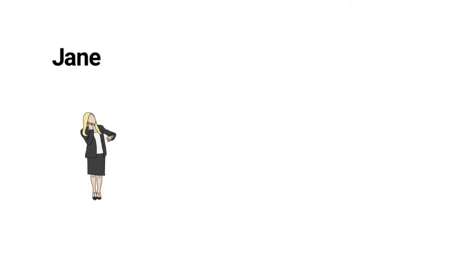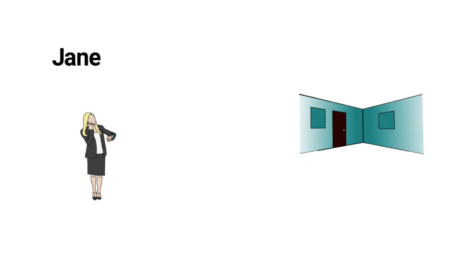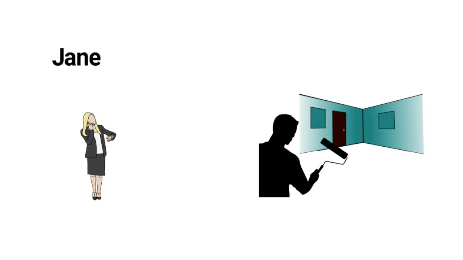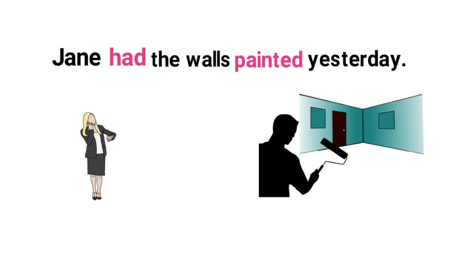So let's get started. Meet Jane. She wanted to change the colour of the walls in her bedroom. She called a painter and he came and painted the walls. Jane had the walls painted yesterday. This means that Jane arranged for somebody else to paint the walls. She didn't paint them herself.